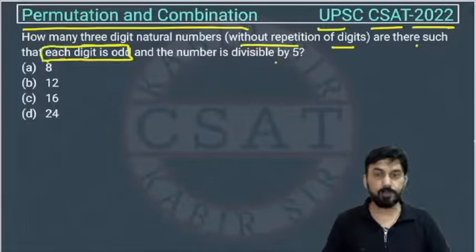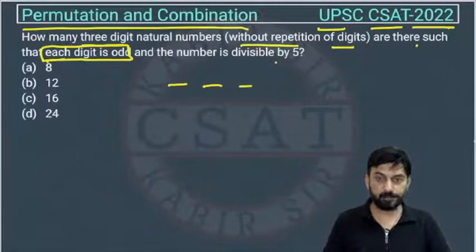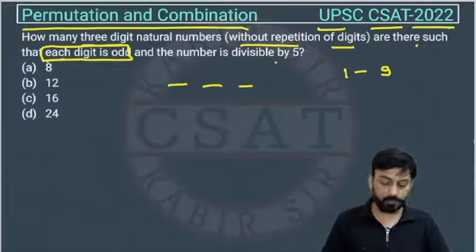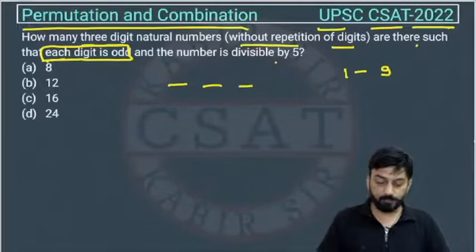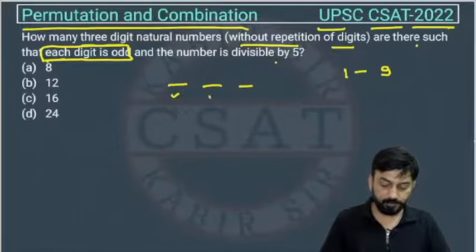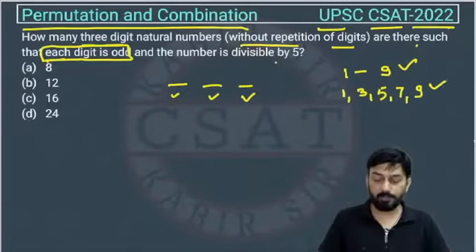So this language is important. What the question is saying is that there will be a 3-digit number, right? So we have to take natural numbers only, right? So we will take numbers from 1 to 9. Okay. Then one more condition is given, that each digit is odd, right? So each digit, this digit, this digit and this digit, should be odd, right? So we have to consider only odd digits. So the odd digits are 1, 3, 5, 7 and 9, right? So out of 1 to 9, the odd digits are only this many.